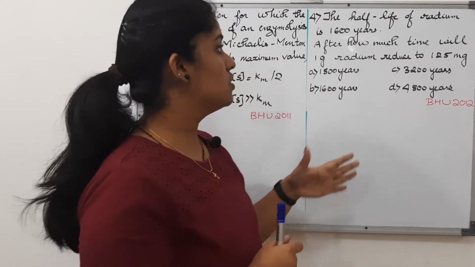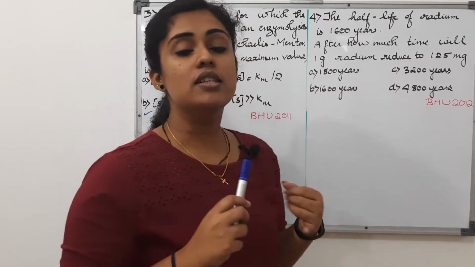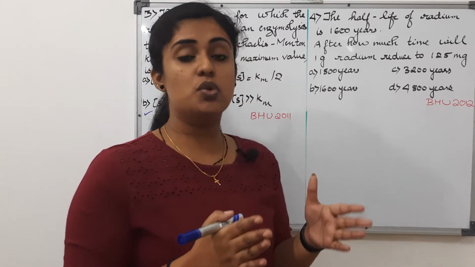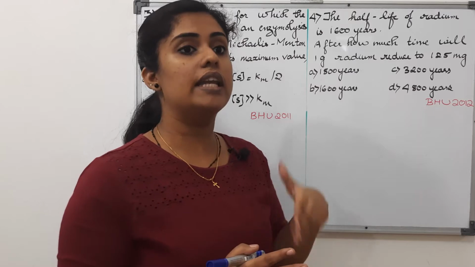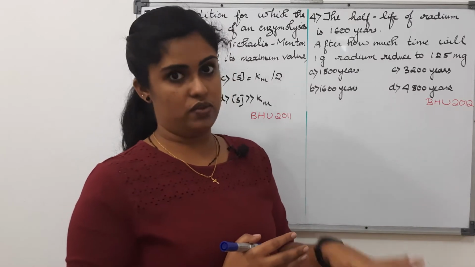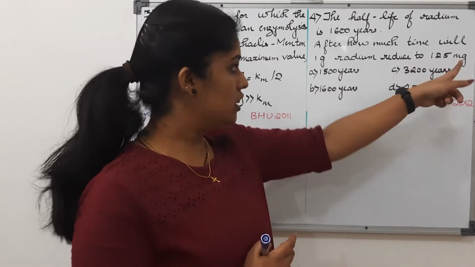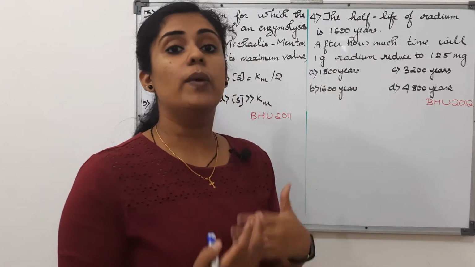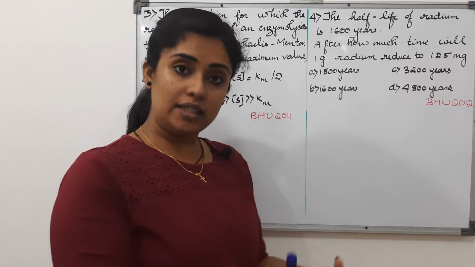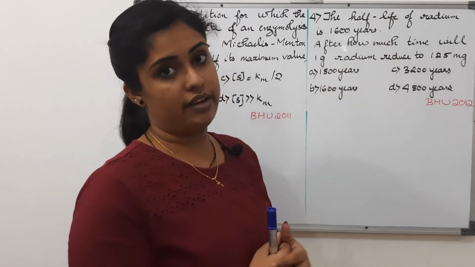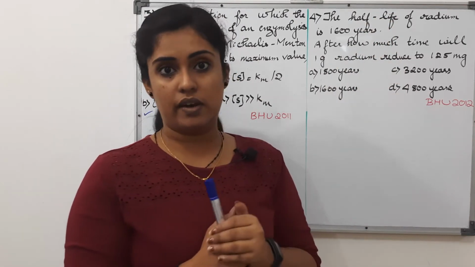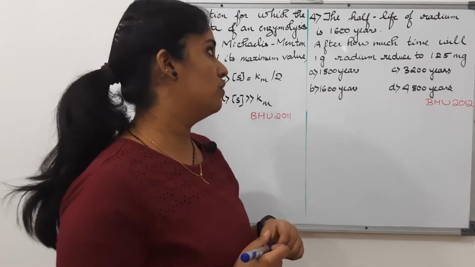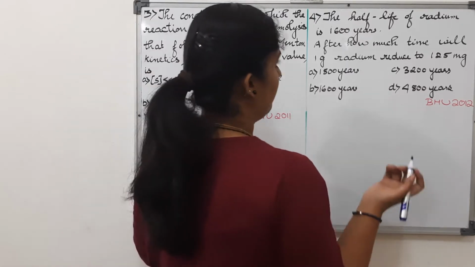Okay, so considering this to be a first order reaction, what is the integrated rate law for first order? It is K is 2.303 by T log initial concentration by final concentration, right? So which means we have initial concentration, we have final concentration. We need to calculate T, and now we need the value of K. And to get the value of K, we can get that from half-life, because half-life for first order reaction, T half, is given by 0.693 by K. So from that, let's get the value of K first.